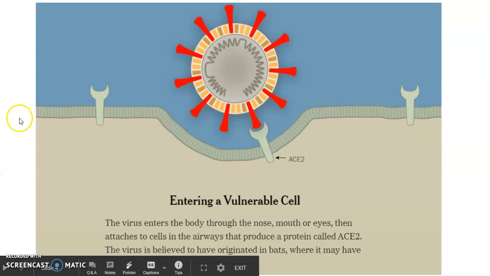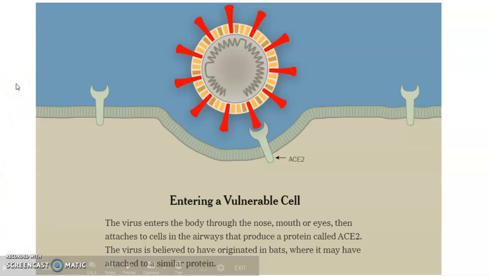All right, so these illustrations were actually taken from the New York Times. They have a really good section on coronaviruses, so you can check that out. So here's the first one. The first thing the virus has to do is get into the cell. If it can't get into the cell, it's not going to cause an infection.